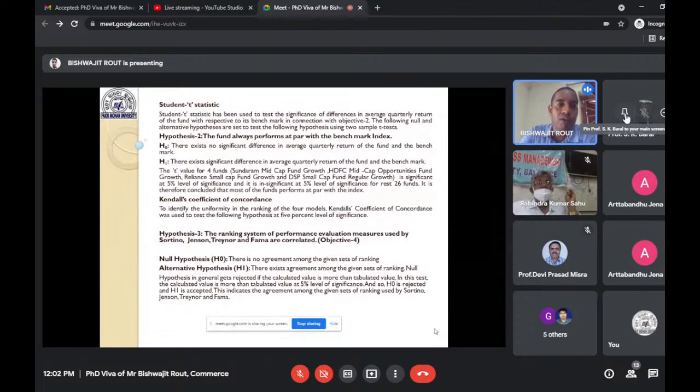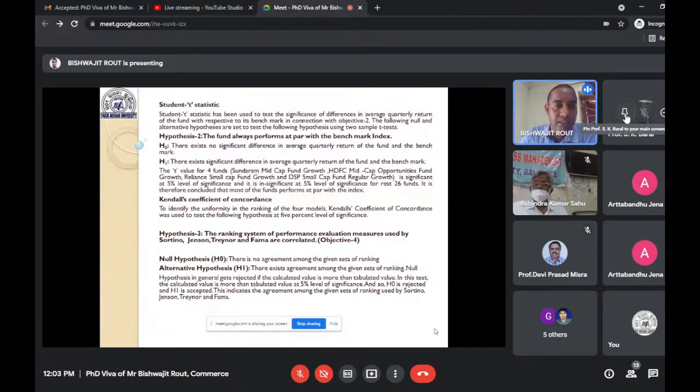The T value for 4 funds, Sundaram mid cap, HDFC mid cap, Reliance small cap, and DSP small cap, is significant at the 5% level of significance, and it is insignificant at the 5% level of significance for the remaining 26 funds. It is therefore concluded that the performance of most funds is at par with the index. So here the null hypothesis is accepted. There is no significant difference in the average quarterly return of the fund and the benchmark index.